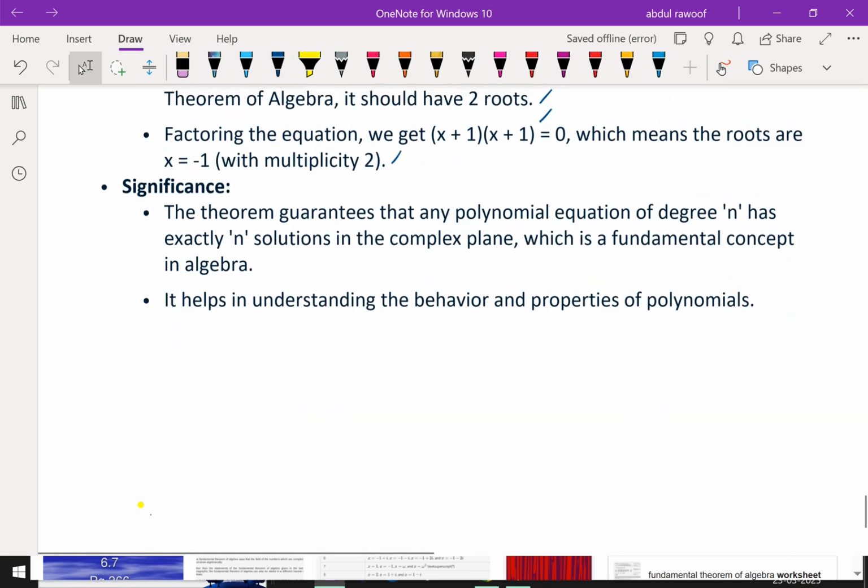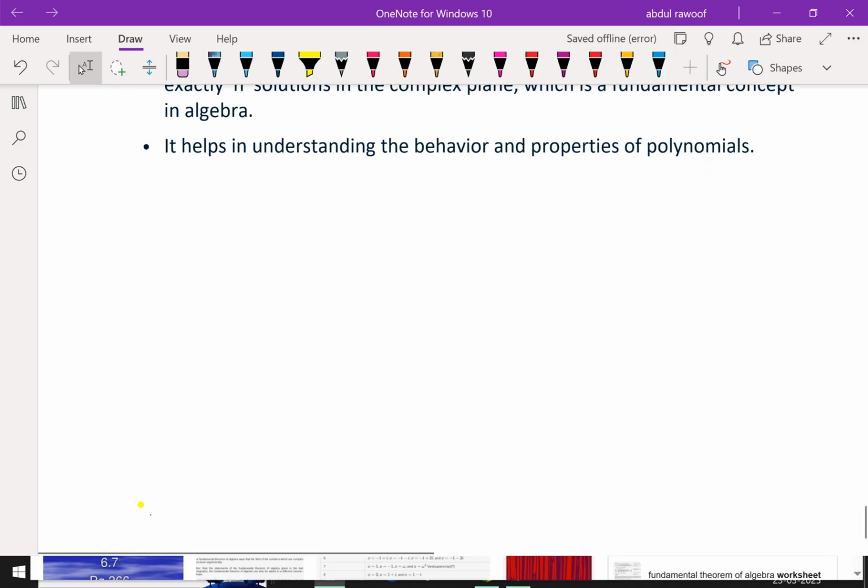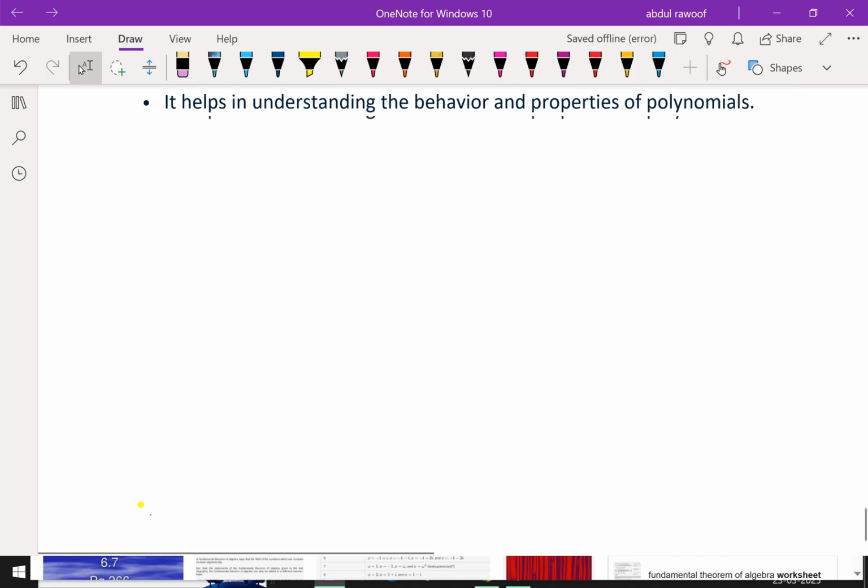What is its significance? The theorem guarantees that any polynomial equation of degree n has exactly n solutions in the complex plane, which is a fundamental concept of algebra. It helps in understanding the behavior and properties of polynomials. Now let us do one theorem regarding this, look at here: every polynomial of degree n.